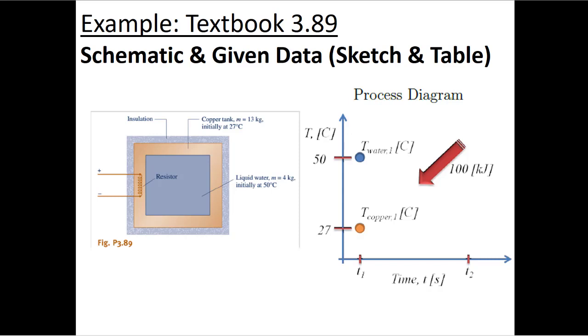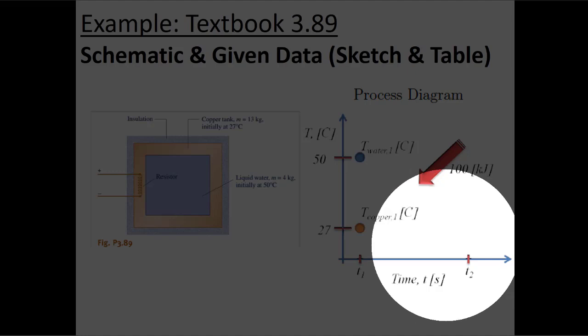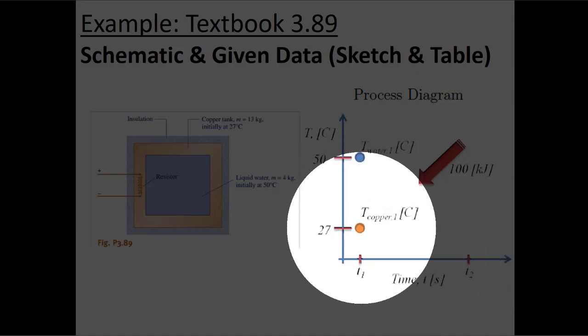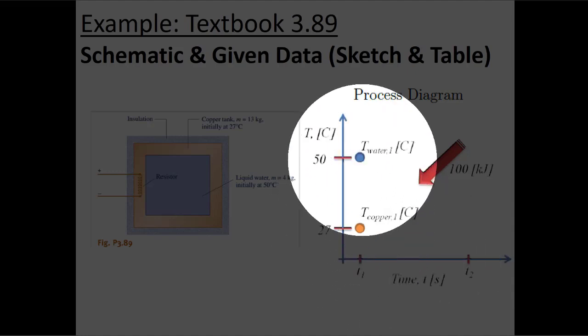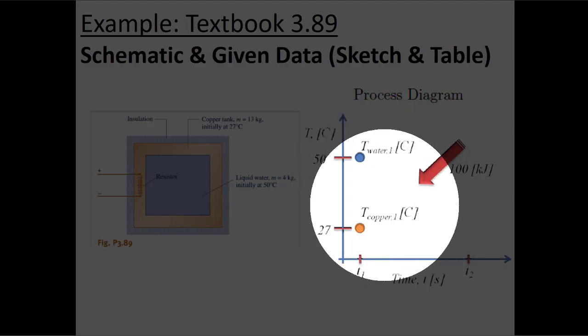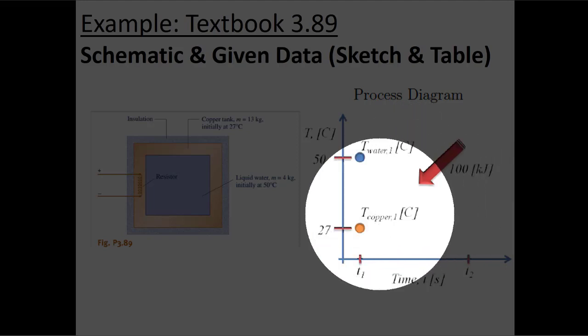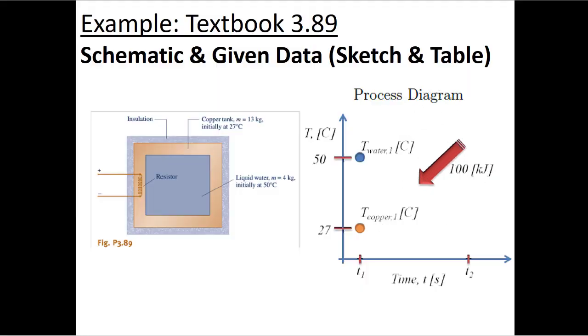If I draw out my temperature and my time here, I have copper, which is initially at 27 degrees Celsius, water, which is initially at 50 degrees Celsius, and eventually they're going to come to some equilibrium temperature. But I'm adding energy into the system, so I don't know if this temperature is going to be between these two values or potentially above this value too.